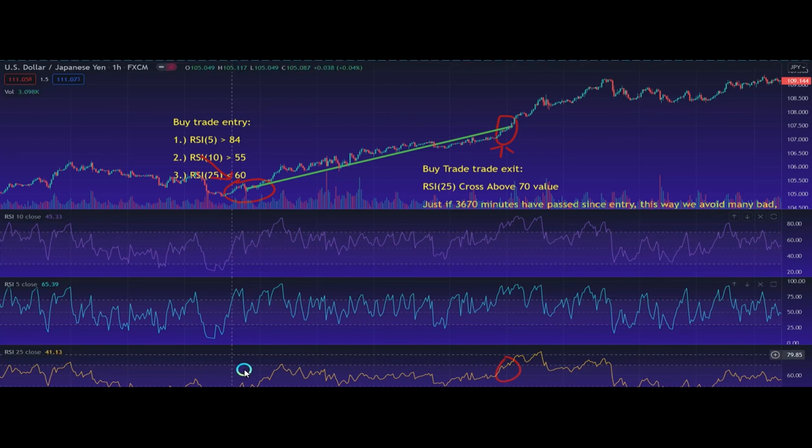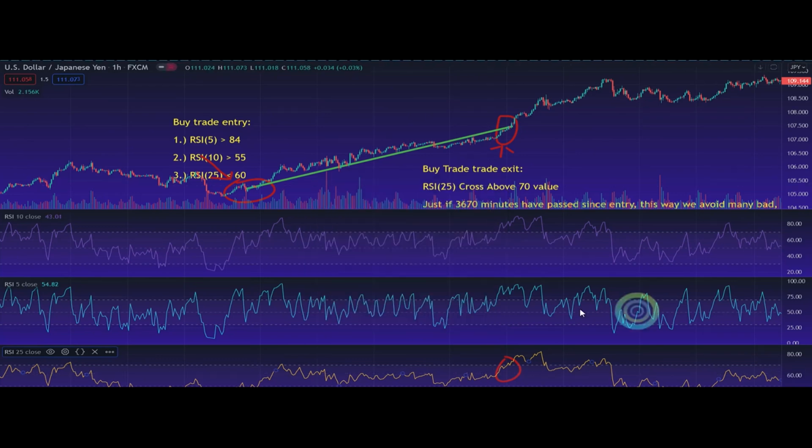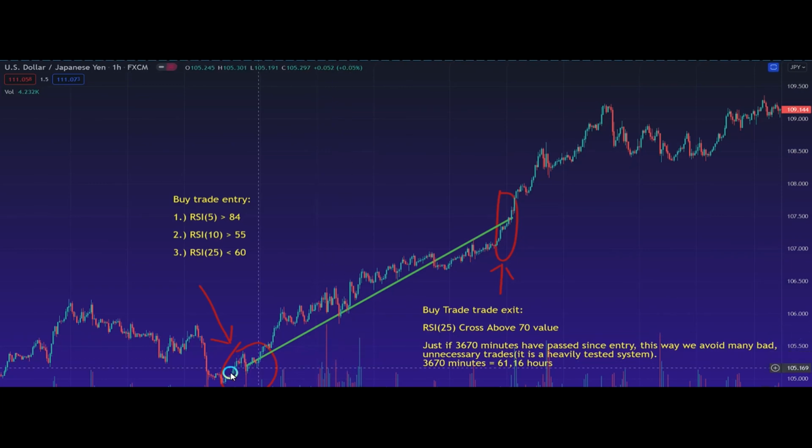55. And let's take a look at the third condition as well, because it is really important to follow all the conditions, of course. The third condition is that the 25 period RSI has to be below 60, and if you take a look at it, at this moment it was below 60, so we could take this trade. It is basically a perfect spot to take this trade, and as you see, it was a really successful one.